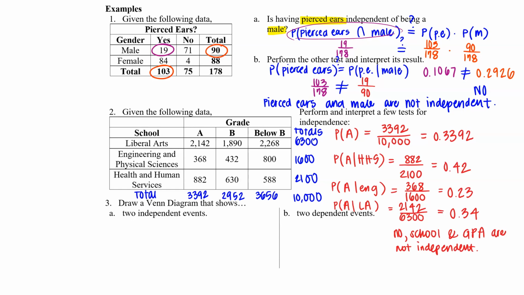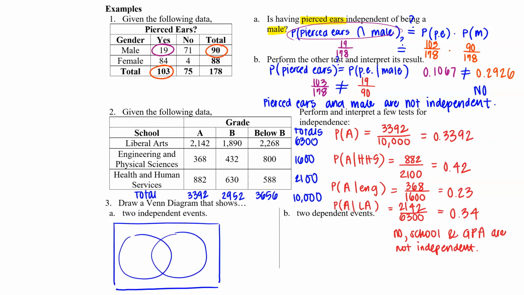Three, draw a Venn diagram that shows two independent events. We can use either the conditional test or we can use multiplication in order to answer this question. When we learned Venn diagrams, it was a lot easier to see the intersection of the two events A and B, which is why for this particular example, I would probably use the multiplication property to answer this question. The probability of both A and B occurring would equal the probability of A times the probability of B if the two events are independent.